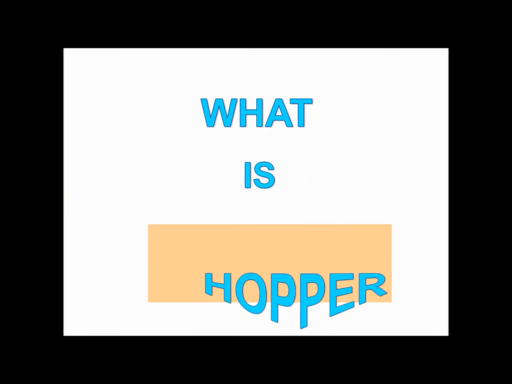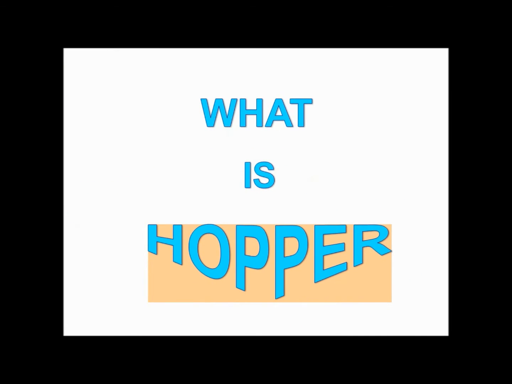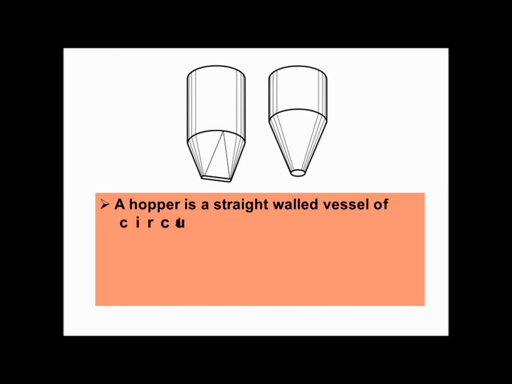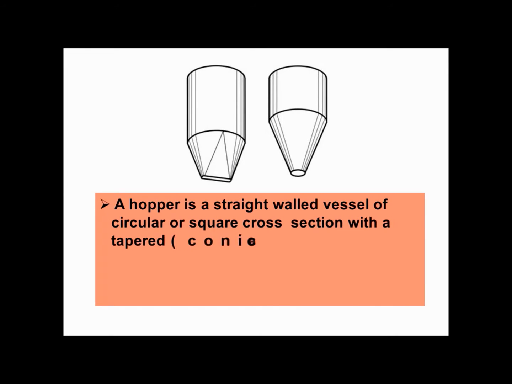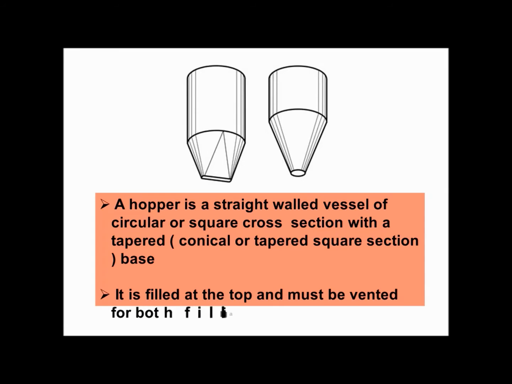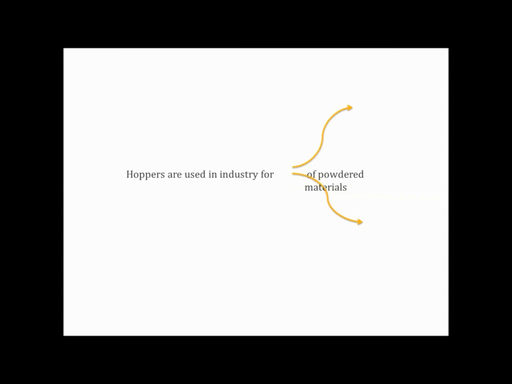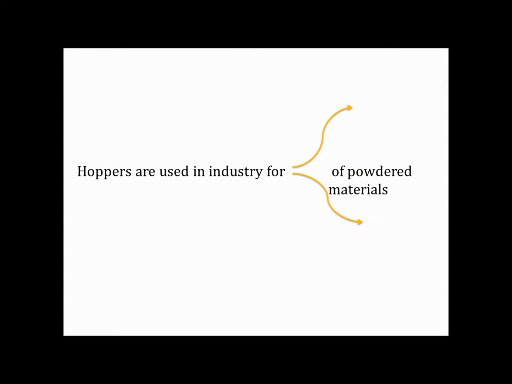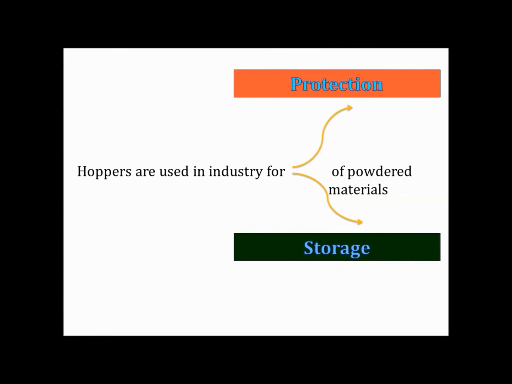So what is a hopper? A hopper is a straight wall vessel of circular or square cross-section with a tapered conical or tapered square section base. It is filled at the top and must be vented for both filling and emptying. Hoppers are used in industry for protection and storage of powdered materials.